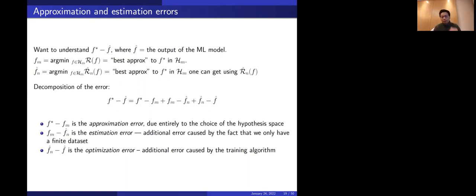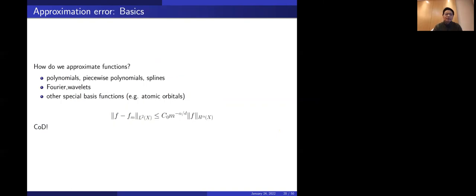We only have finite training data. And the third part is the optimization error. This is the error caused by the training algorithm. Now, the training algorithm may not be able to give you the best result. So let's look at the 3 pieces separately.